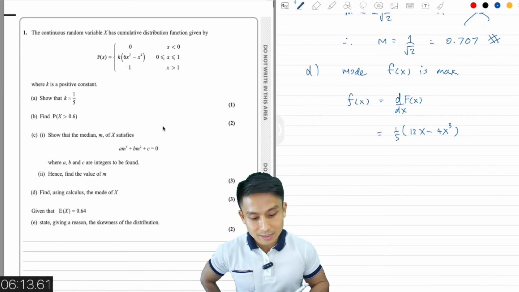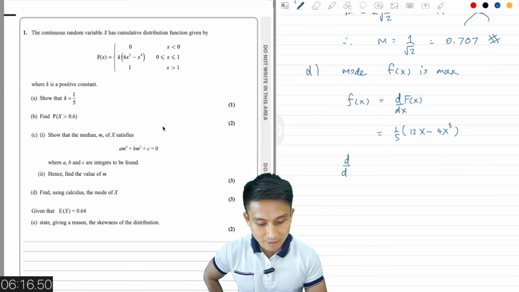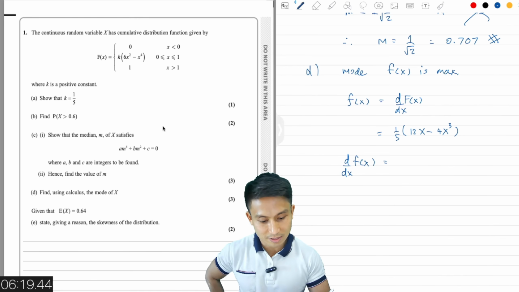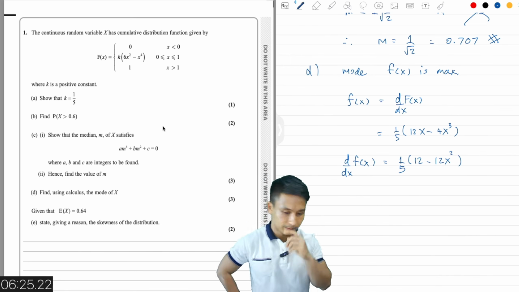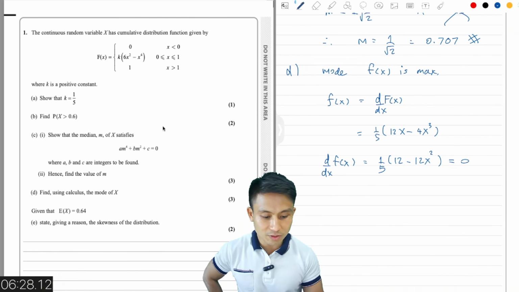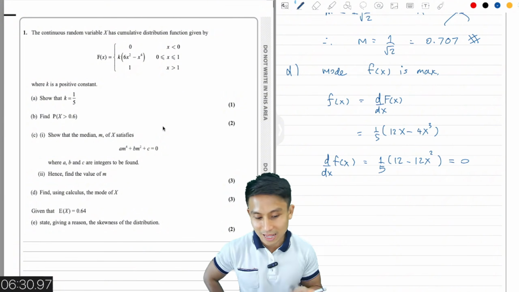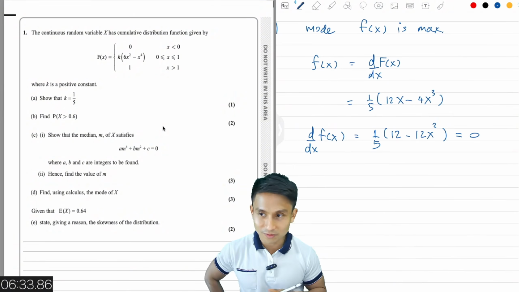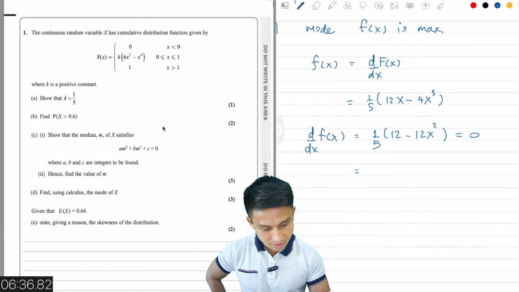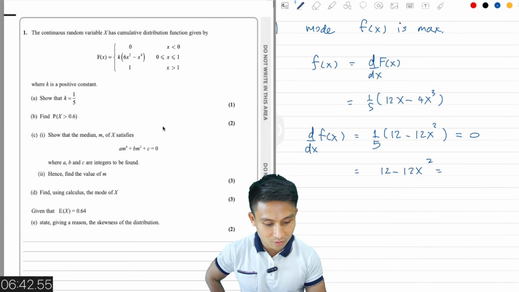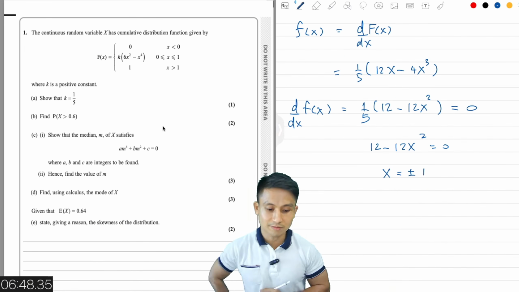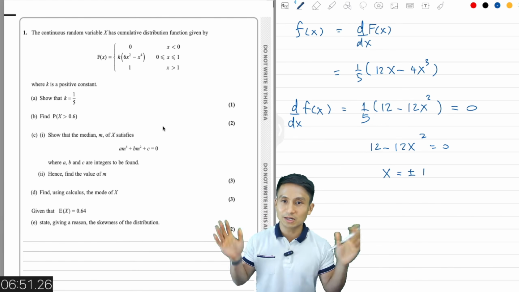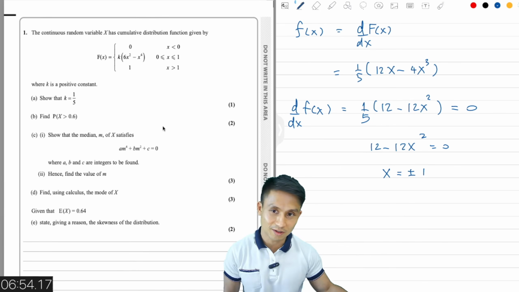So here we have the PDF already, and we need to find the maximum, so we do d by dx of that PDF again, yeah? So I again have 1 over 5, 12 minus 12x squared, right? So I'm going to put this equal to 0 and find the maximum, because it seems like I can here, since it's quadratic now. So 12 minus 12x squared equals 0, right? And then x is just plus or minus 1, right?